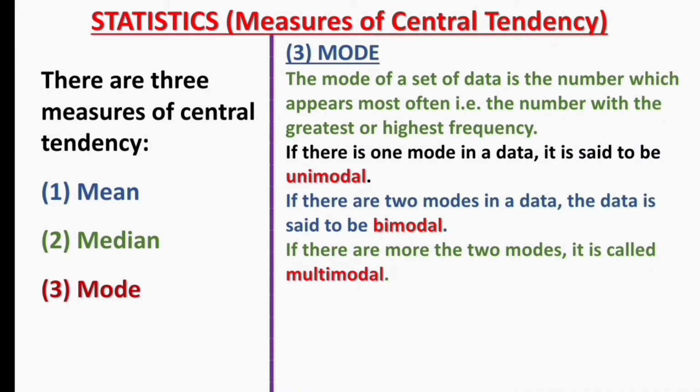The third type of measures of central tendency is the mode. From definition, the mode of a set of data is the number which appears most often. That is, the number with the greatest or highest frequency. Please note that if there is one mode in a data, it is said to be unimodal. Also, if there are two modes in a data, the data is said to be bimodal. While if there are more than two modes, it is called multimodal.